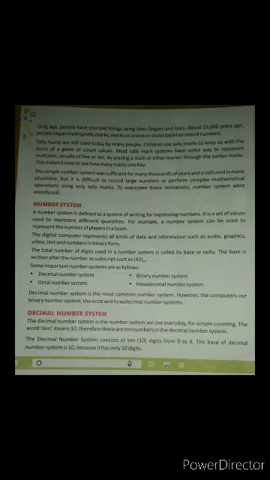Decimal number system is the most common number system. However, computers use the binary number system, the octal and hexadecimal number systems. So why do we use these? Computers use only binary, while the decimal number system is widely used. Decimal number system has 10 digits from 0 to 9, and is widely used. But the computer uses only 2 digits, that is 0 and 1, the binary number system.